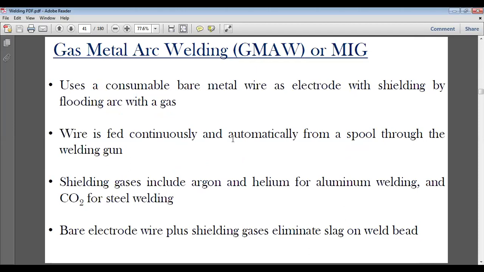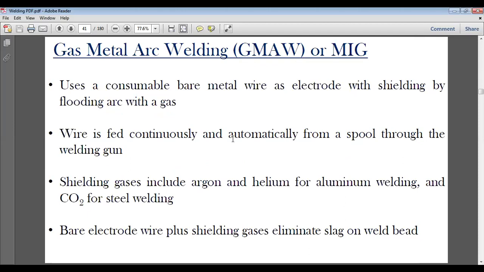Second is gas metal arc welding or MIG welding, also called MIG welding. GMAW or MIG, metal inert gas. So we don't have to be confused with the name. Either it's GMAW or MIG. We have to understand that these two are the same, and sometimes the examiner asks GMAW and other times it's asked MIG.